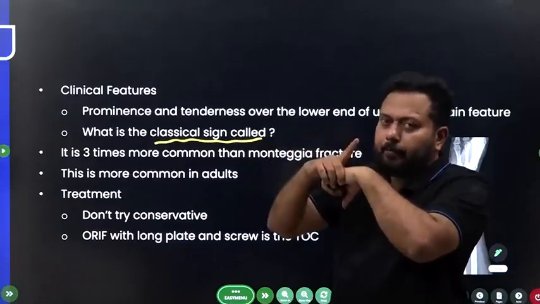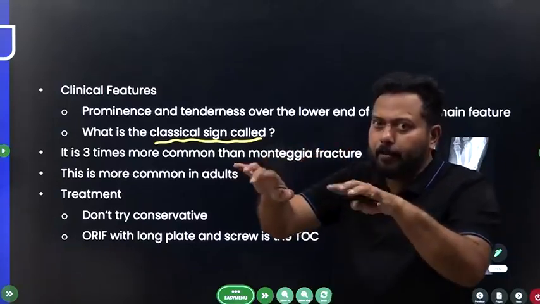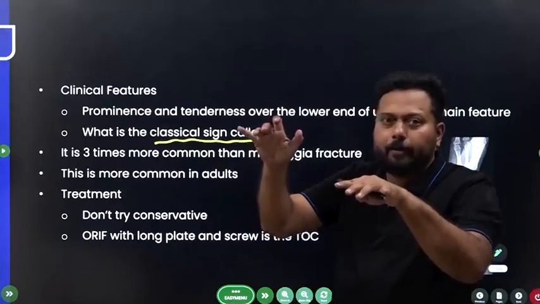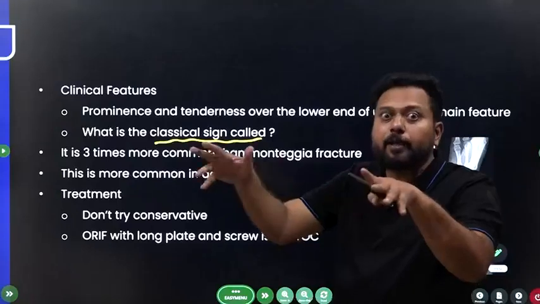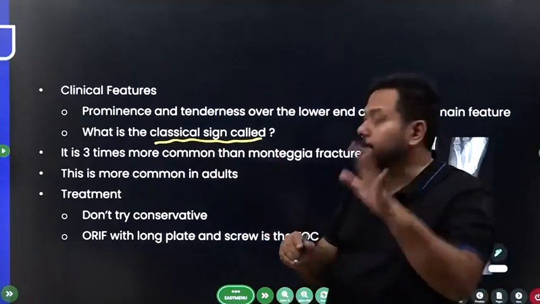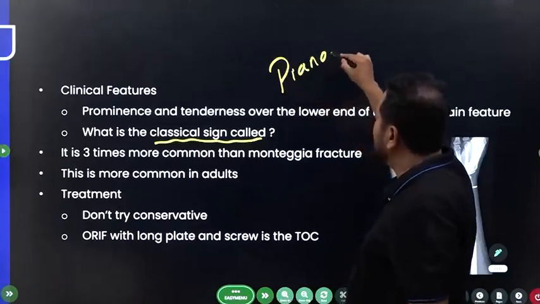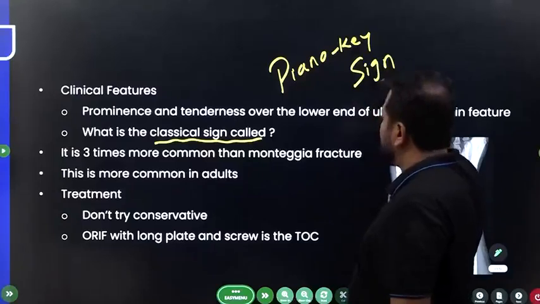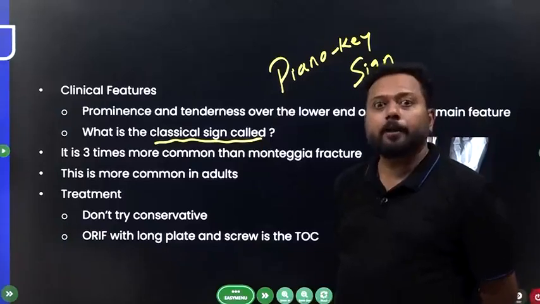When I leave it, it will come up. When I press it will go down. When I leave it, it will come up. Like a keyboard key, no? When I press the key, it will go down. When you leave it, it will come up. So, this is called the keyboard key, otherwise piano key. This is called piano key sign. The classical sign of Galeazzi is called the piano key sign.